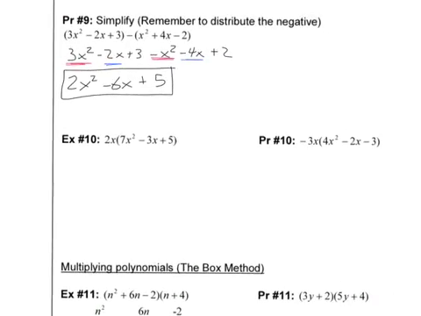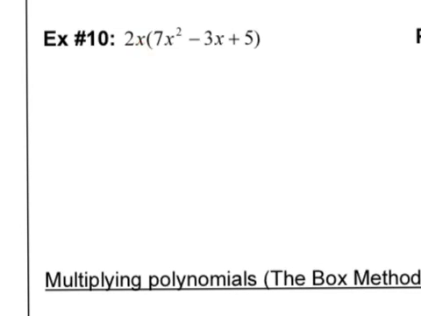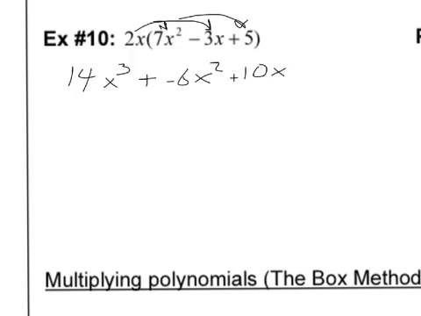Alright, what if we're going to multiply? Well, let's take a look. I got 2x times 7x squared. Well, 2 times 7 is 14, and x times x squared is x cubed. But remember, I got to distribute this to all these terms. So, 14x cubed plus negative 6x squared plus 10x.